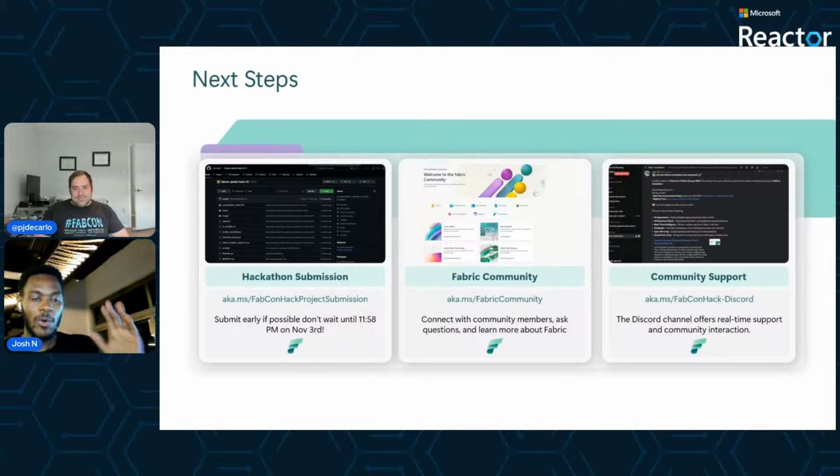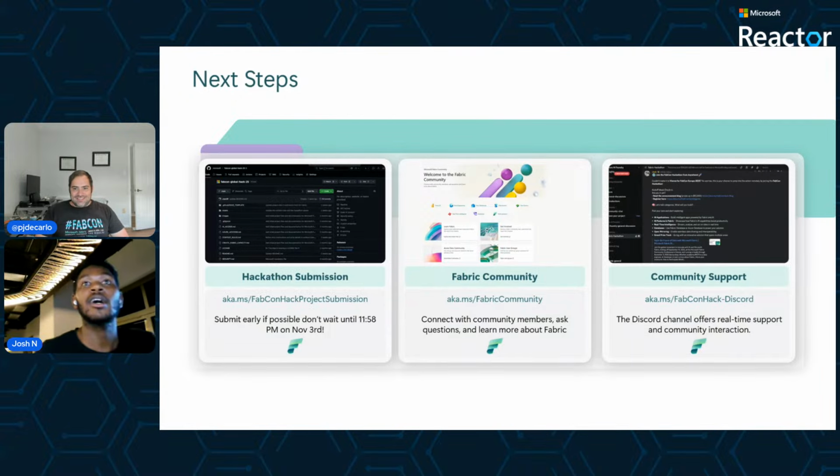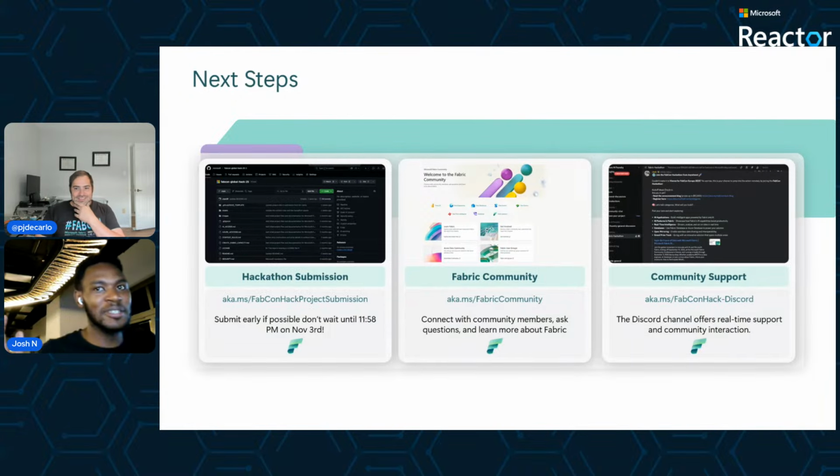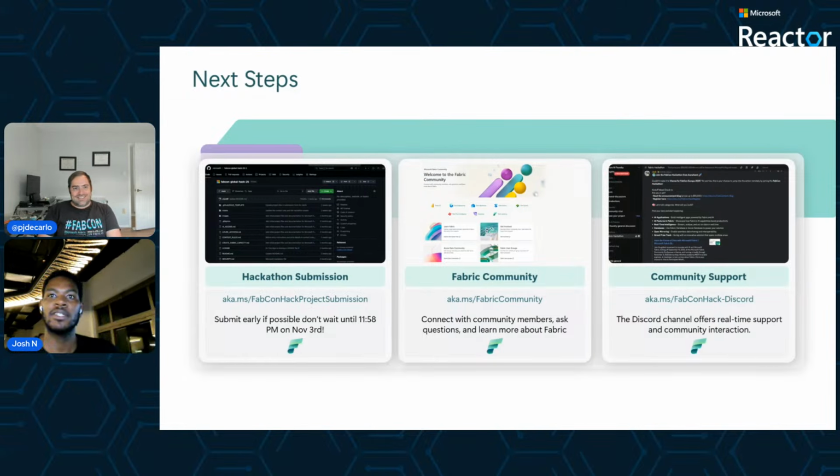So what are the next steps after this call? The most important thing is for you to submit your hackathon project. So head over to aka.ms/FabCon Hack project submission and ensure you submit your project. Ensure you're registered before submitting your project and submit early. Please do not wait until November 3rd. Submit early. If you do so, you can easily go inside there and make changes if need be. So please start working towards submitting your project.